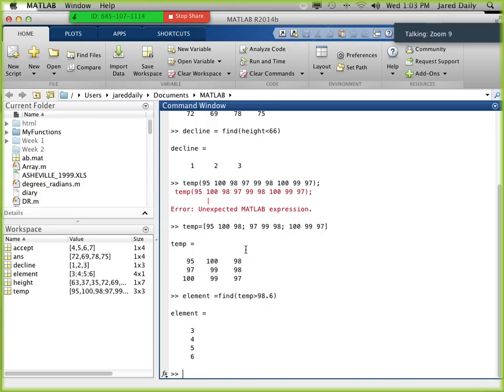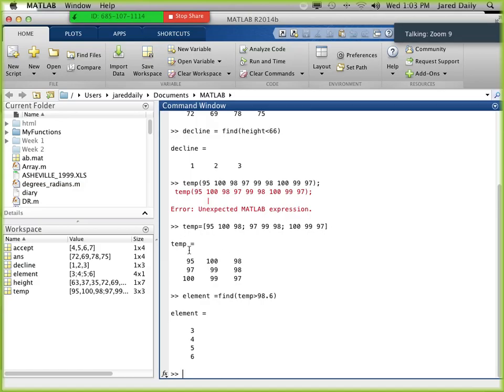And in MATLAB it counts from the top left row and column, and then across to the right. So top row 1, 2, 3, and then 4, 5, 6, 7, 8, 9. So 3 would be 98, 4, 5, and 6 would be 97, 99, and 98, right?